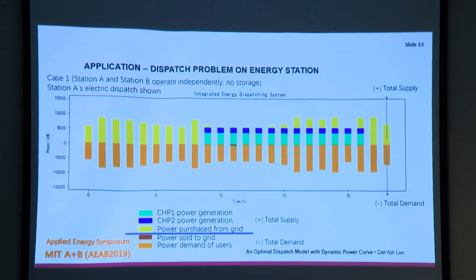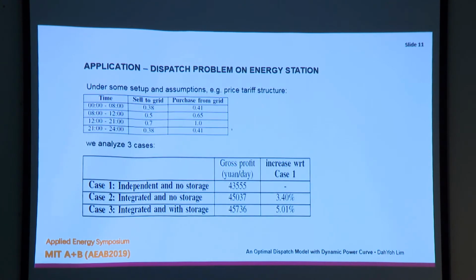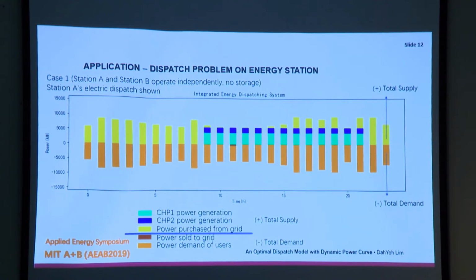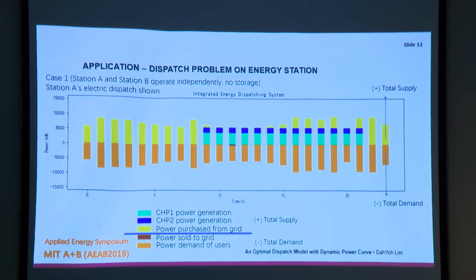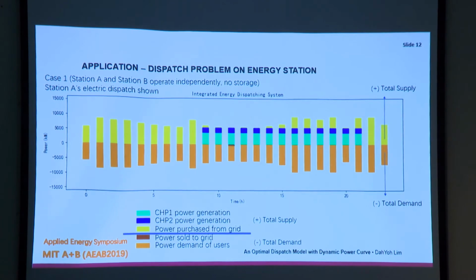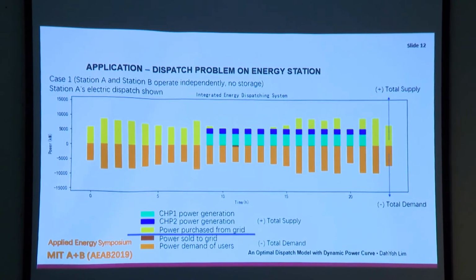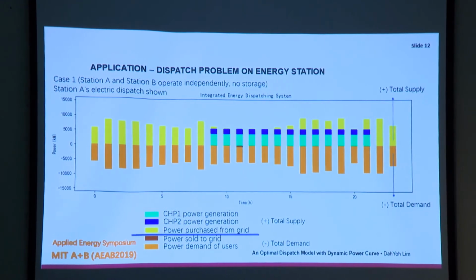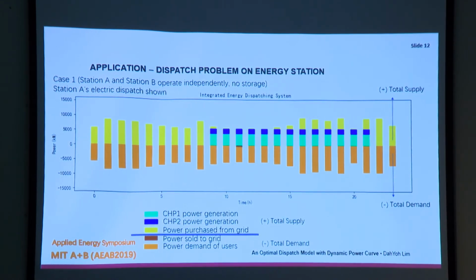You can see that because of the price tariff structure, at the earlier times of day, because price is cheaper, we just buy it from the grid, and there's no steam load. So we just buy it from the grid, we sell it to the users, done. Later in the day, as the prices of electricity increase, we can no longer buy it from the grid and sell it to the users directly, making a profit. We have to generate it ourselves.